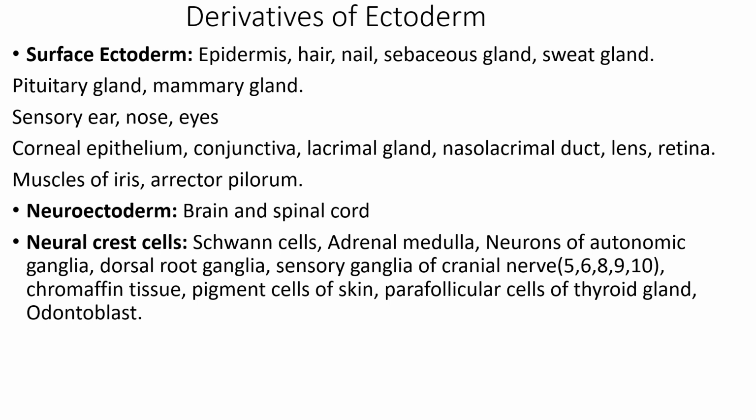Then the neurons of the autonomic ganglia, dorsal root or spinal ganglia, and the sensory ganglia of cranial nerves are derived from neural crest cells. Then the pigment cells of the skin, known as melanocytes, are present in the stratum germinativum and protect our body from harmful UV radiation. These are also of neural crest origin. Then the parafollicular cells of the thyroid gland secrete the hormone calcitonin, mainly involved in maintaining the level of calcium in blood. And the odontoblast cells of the teeth are also derived from neural crest cells.